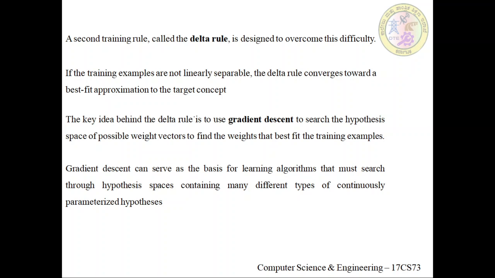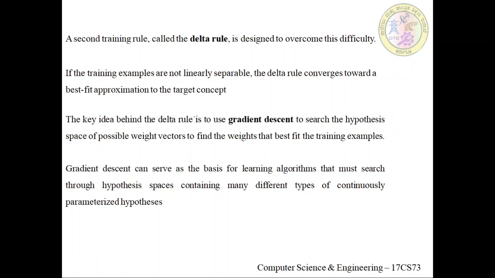So with the delta rule, when the examples are not linearly separable, it converges towards a best fit approximation to the target concept. The key idea behind the delta rule is that it uses gradient descent to search the hypothesis space of possible weight vectors to find the weights that best fit the training examples. This rule is important because gradient descent is used by the backpropagation algorithm.